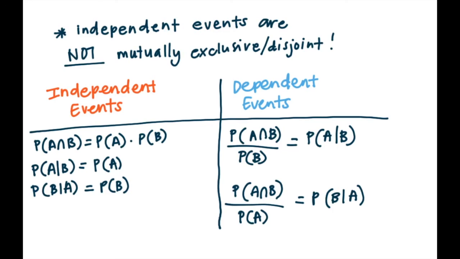Before I close, I just want to share some properties of independent and dependent events. First, looking at independent events, the probability of A intersection B is going to equal the probability of A times the probability of B. The probability of A given B is going to equal the probability of A. And the probability of B given A equals the probability of B. Then looking at the dependent event properties for probability, the probability of A intersection B divided by the probability of B is equal to the probability of A given B. And second, the probability of A intersection B divided by the probability of A is equal to the probability of B given A.